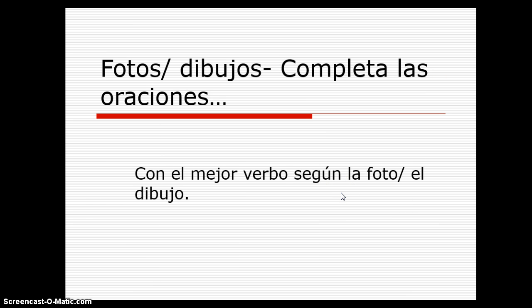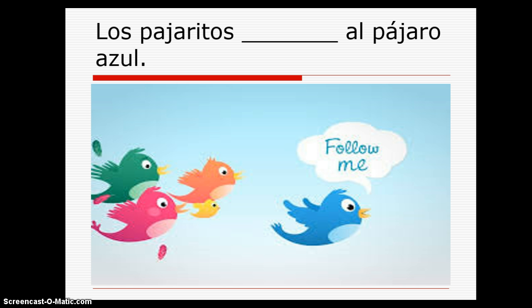Fotos, dibujos, completa las oraciones con el mejor verbo según la foto o el dibujo. This is where you might want to have a window open with the PowerPoint on the side so that you can use the list of verbs to choose the best verb for each picture. So you're going to look at a picture, you're going to finish the sentence based on what you see. Los pajaritos, okay, choose the right verb, conjugate it correctly.